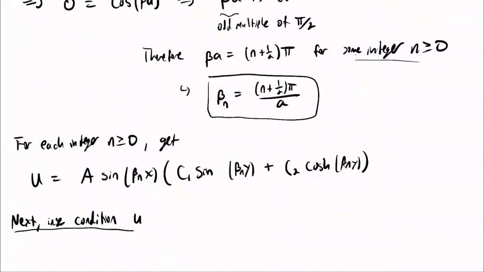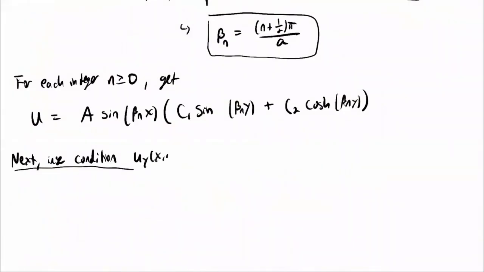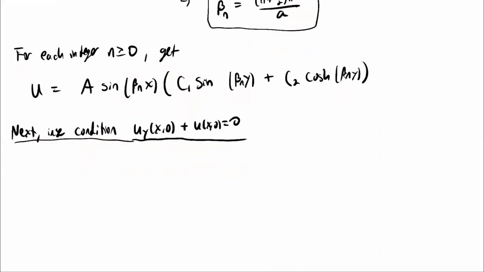Right, when y is equal to 0, so u_y(x,0) + u(x,0) = 0. This was the boundary condition on the bottom of the rectangle when y is equal to 0. And so what we want to do is just calculate these two terms.